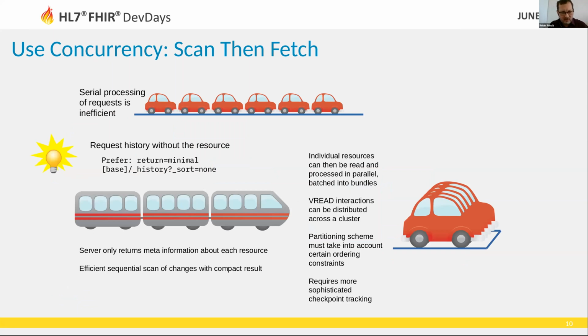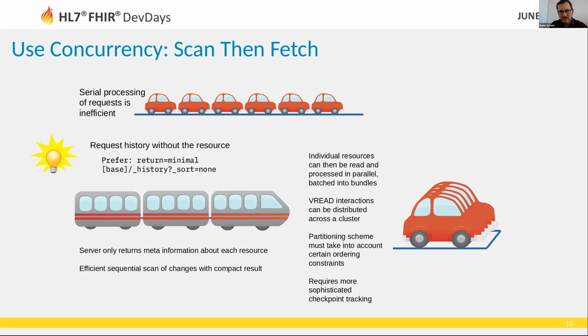So anyway, I was going to talk about an alternative approach, which would allow basically parallel processing when we go to fetch the resources. And this would allow for much greater throughput. So we know that the serial processing of requests is inefficient. It doesn't usually make the most of the available system resources.